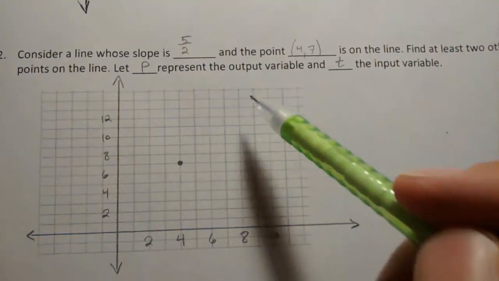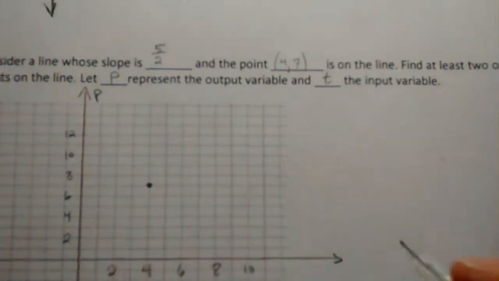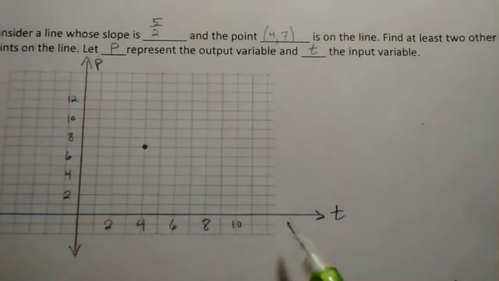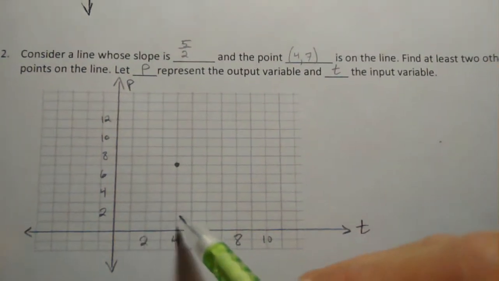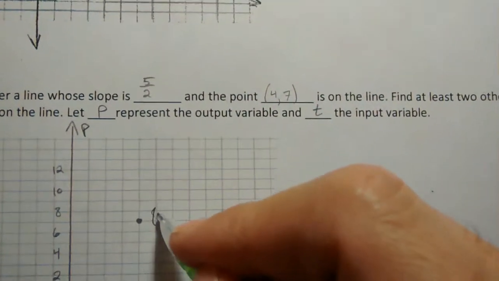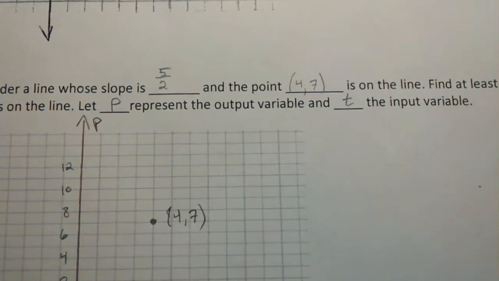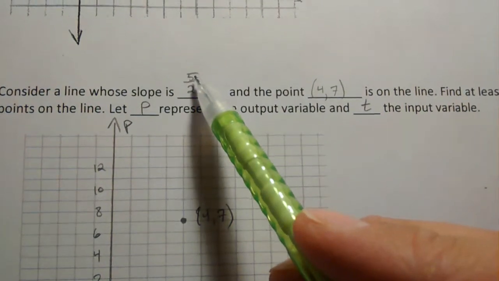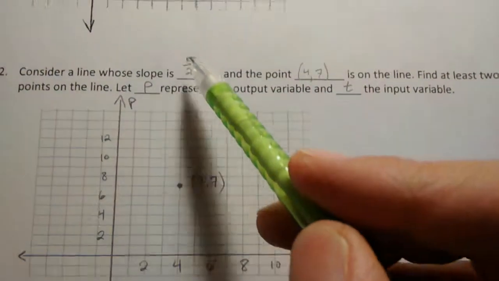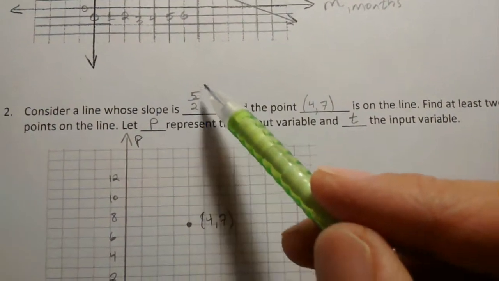So let P represent the output variable, so I'm going to write P here, and T the input. So there's my T axis and there's my P axis, and (4, 7) is right there. So knowing my slope, I can get another point. Now what does this mean? Well, how can I get another point knowing my slope?